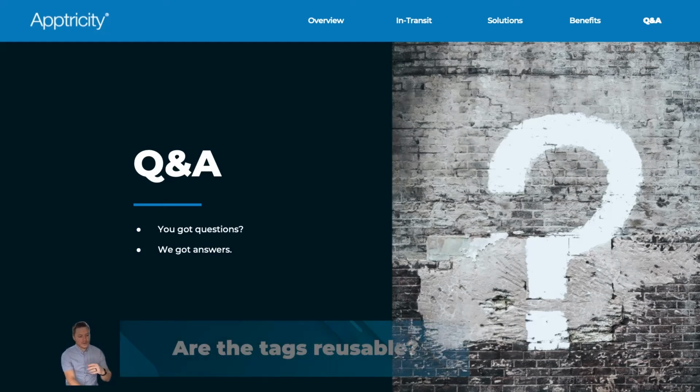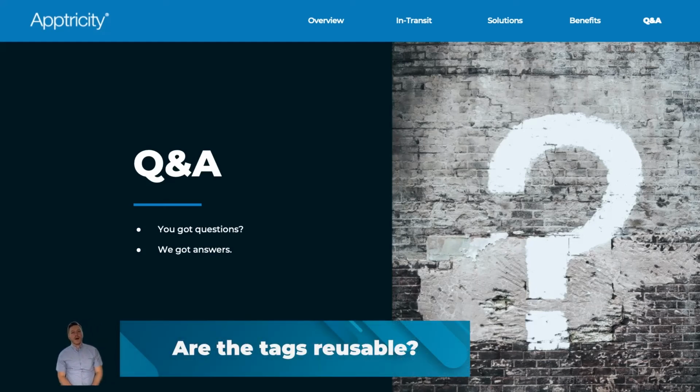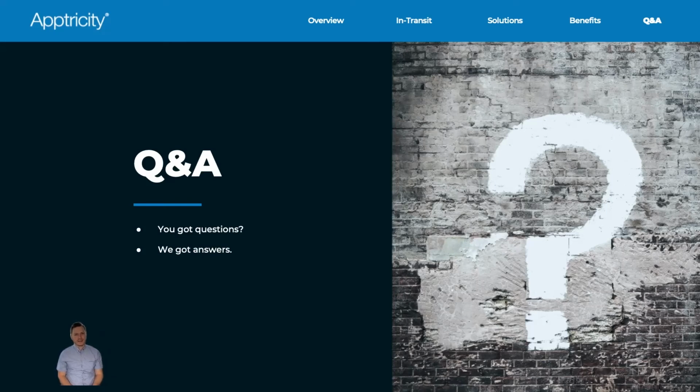Okay, question from Annie. Are the tags reusable? RFID tags typically, when the product reaches its final state, because they're so cheap and because they're so small, you'll typically dispose of RFID tags. You won't reuse them. When it comes to Bluetooth, absolutely you can reuse those because those are battery powered. And so as soon as those tags are done and delivered to their final location, you can take it off, probably want to replace the battery to ensure that it has maximal battery life, and then put it on another product.